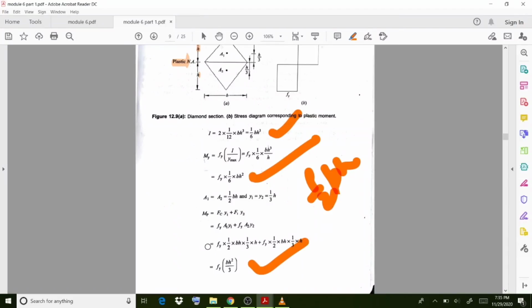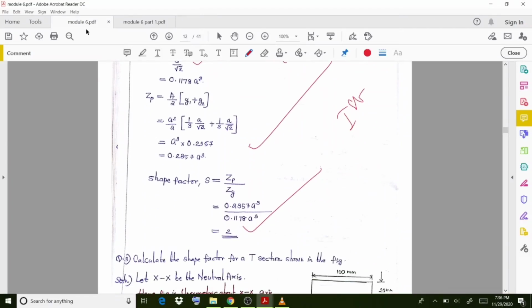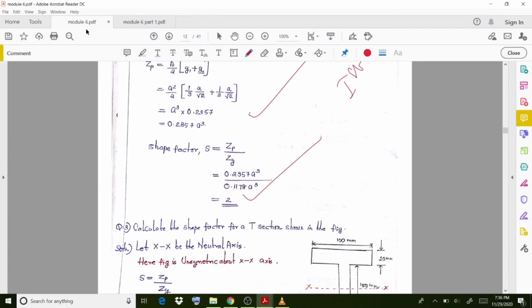If you divide this Mp by My, you will get 2 as the magnitude. So you can follow either this method or the first method. Okay, so that's the case for the shape factor for the diamond section.